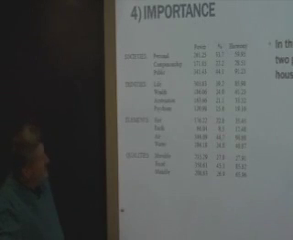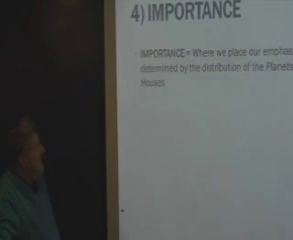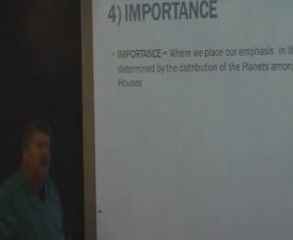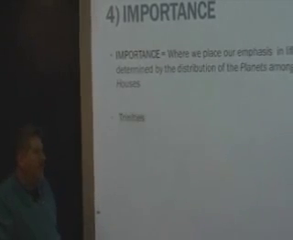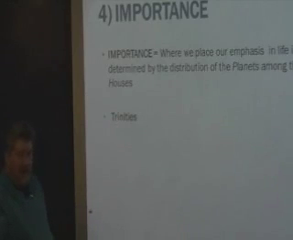So, 2 planets in personal, 5 in public, 3 in companionship. Another way we determine importance in a chart is, again, how are things distributed among the houses? There's another way we measure this influence, and they are called trinities. You can see the word T-R-I, tri. What does that mean? 3. So, in each of the trinities, there are 3 houses.